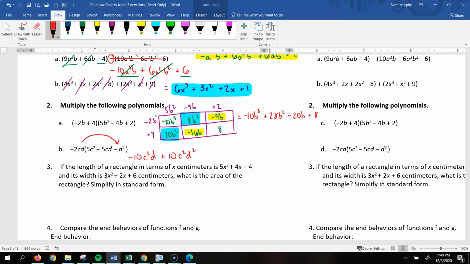And lastly, we're going to take negative 2cd times negative d squared. So it'll become a positive 2, because negative 2 times a negative 1 would be a positive 2. And then there's nothing to multiply the c by, so that stays c. And d times d squared would be d cubed. So that would be your answer for letter B.